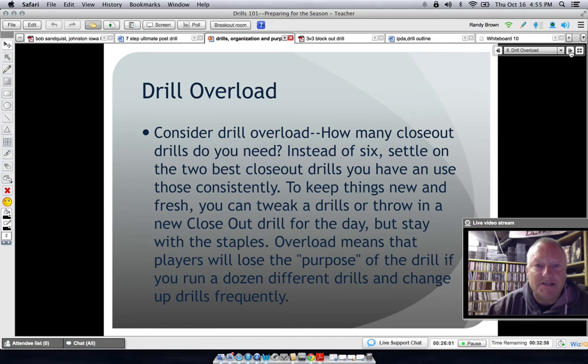Instead of 6 different closeout drills, which basically the purpose of each drill is a proper closeout without an open shot, or dribble penetration without fouling, right? That's what you're trying to do in a closeout drill. And I've been to practices where I've seen 6 or 7 different closeout drills. And I'm thinking, just settle on 2 or maybe 3 of your best closeout drills that maybe have another element to make it more of a combination drill, and go with those consistently.